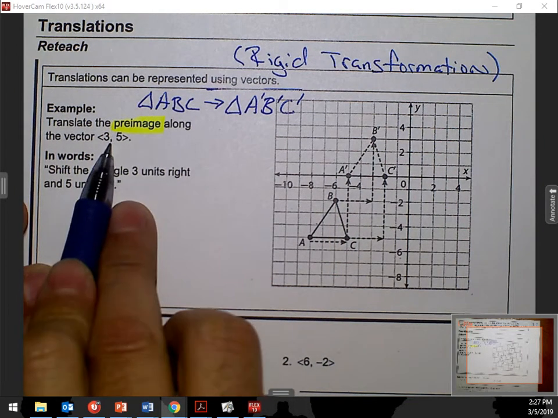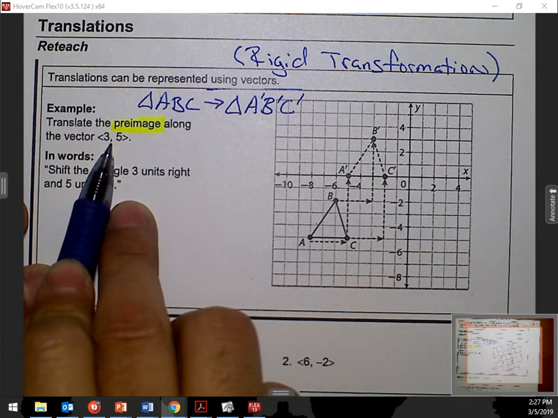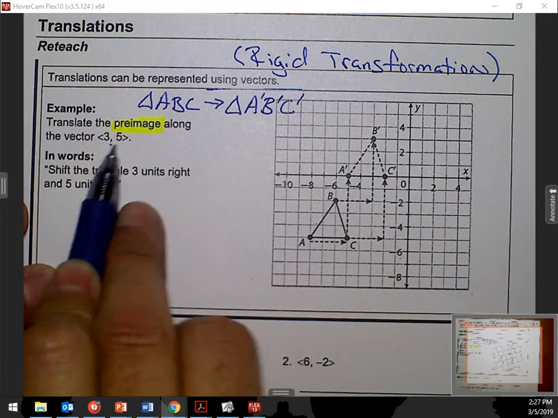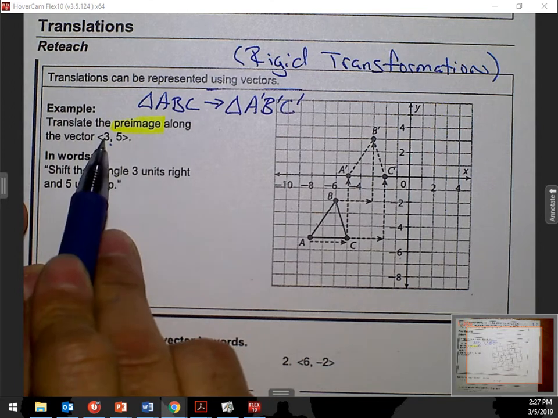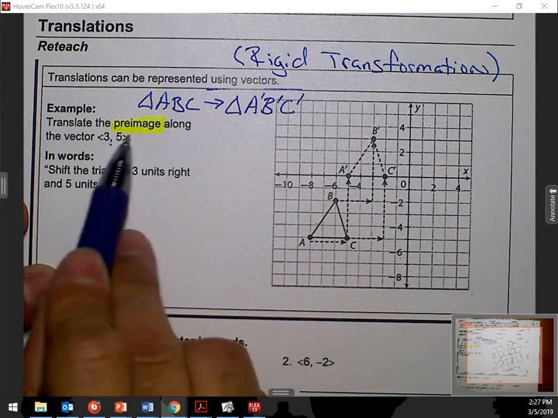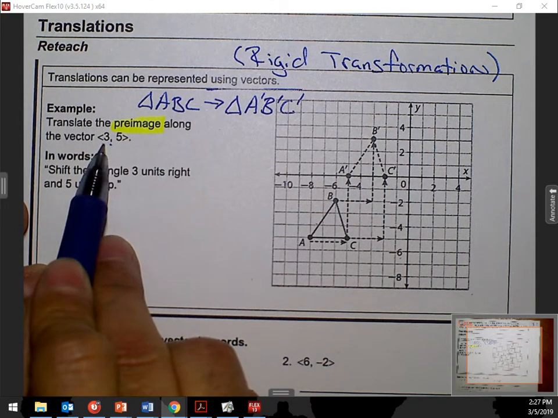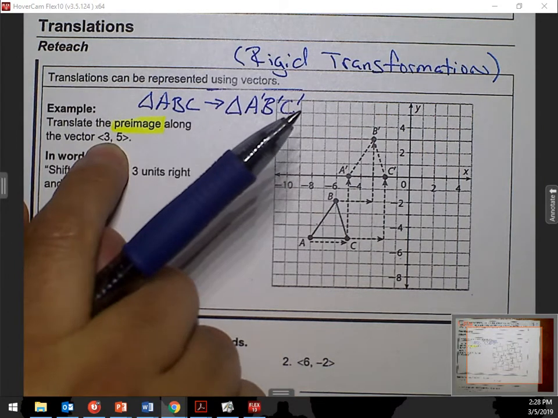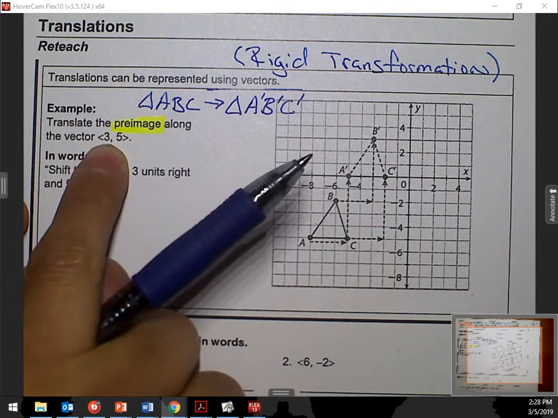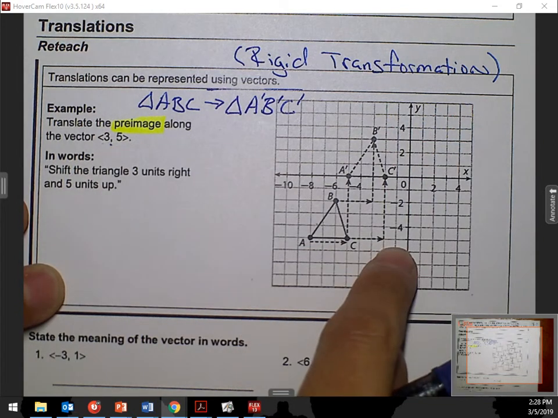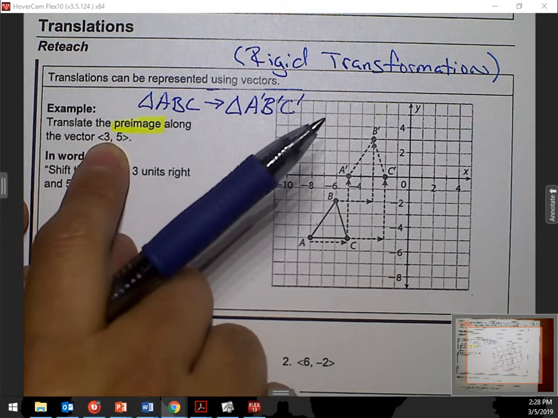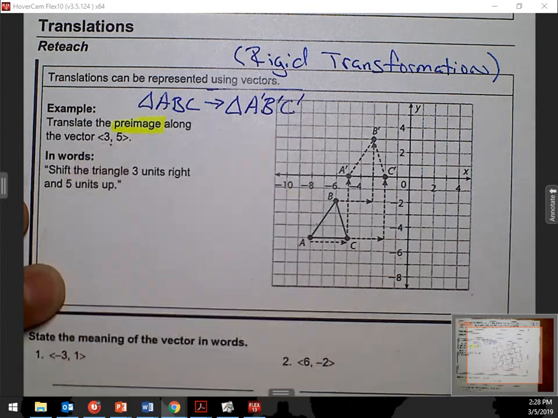So this is going to be the vector. The vector is going to be the direction also. Okay? This means that, with these little brackets right here, it's not a coordinate, it's a vector. So that means that if it's positive 3, it's going 3 to the right. So that's what we're doing over here. Okay, 3 to the right. So what if it was a negative 3? Go to the left. Very good.